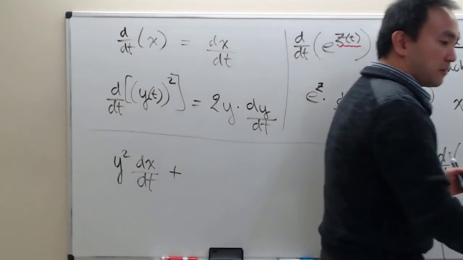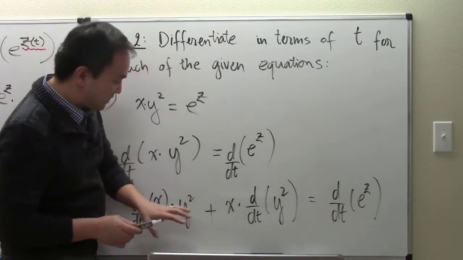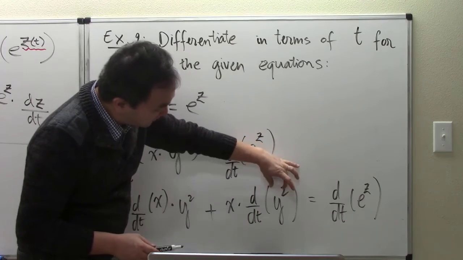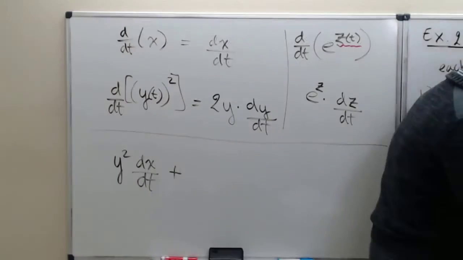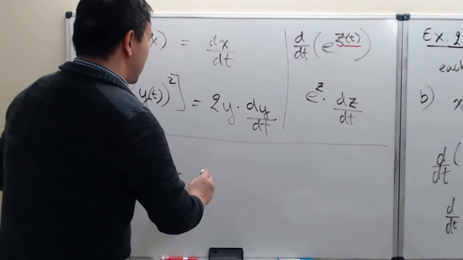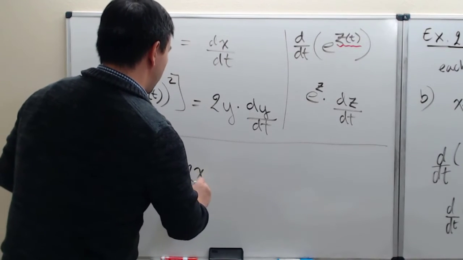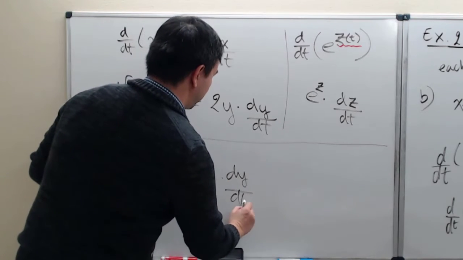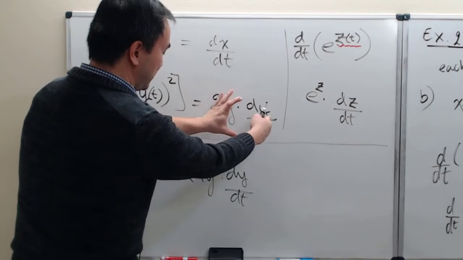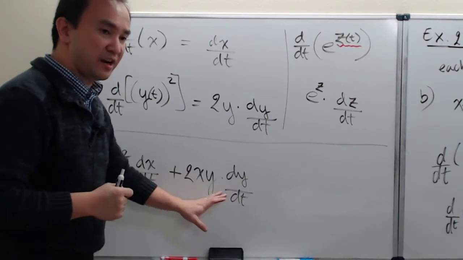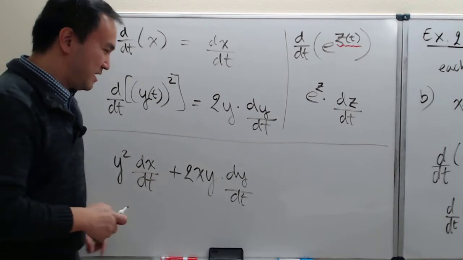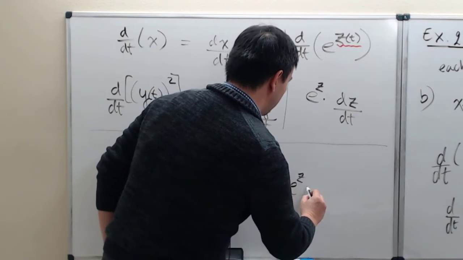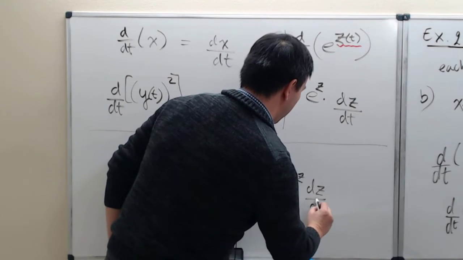Okay, and then I am moving on to my next term. My next term from the previous equation had x times the differentiation of this, and we just found the differentiation of the y squared term. So now I'm looking at 2xy times dy/dt. I just substituted that 2y dy/dt into our term, and consequently we ended up with this 2xy dy/dt. And our right-hand side now becomes e to the z dz/dt.